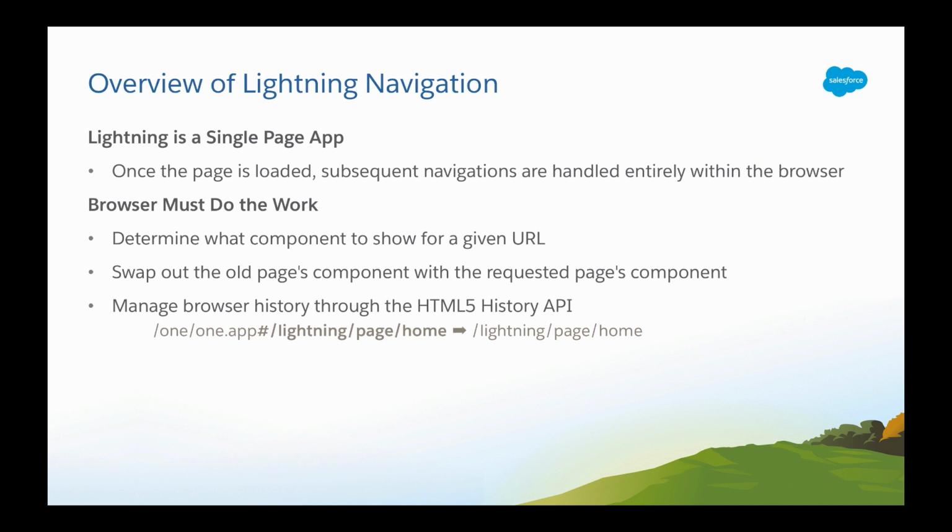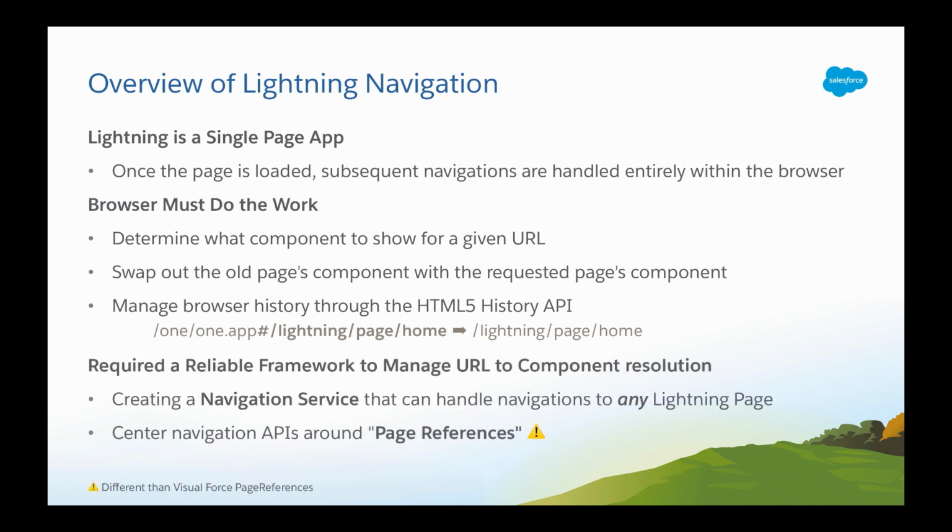Back about a year ago, you might have noticed there used to be a #/lightning in the URL. That's gone now. It causes lots of different issues. And because of all this, that's required us to create a reliable framework to manage this URL to component resolution. To enable that framework, we've created a service called Navigation Service that handles navigations to and from any Lightning page, as well as centering our navigation APIs around the concept of page references. Now, it's important to note that these are different than Visualforce page references. If you're familiar with Visualforce, we just happen to share the same name.